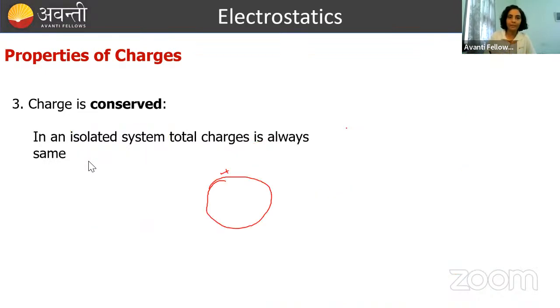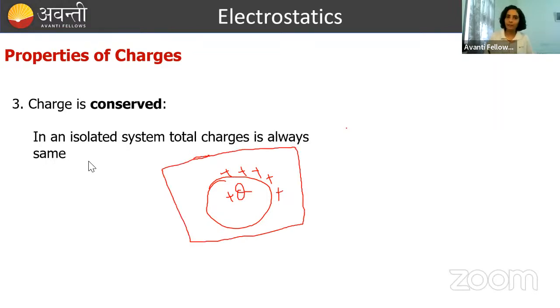Just see here, this was the case. This was having some plus Q charge. Done. And I called it a system. Is this an isolated system or not? So yes, right now it is isolated, because it's not connected to any battery and also it is not connected to any body which can take its charge.